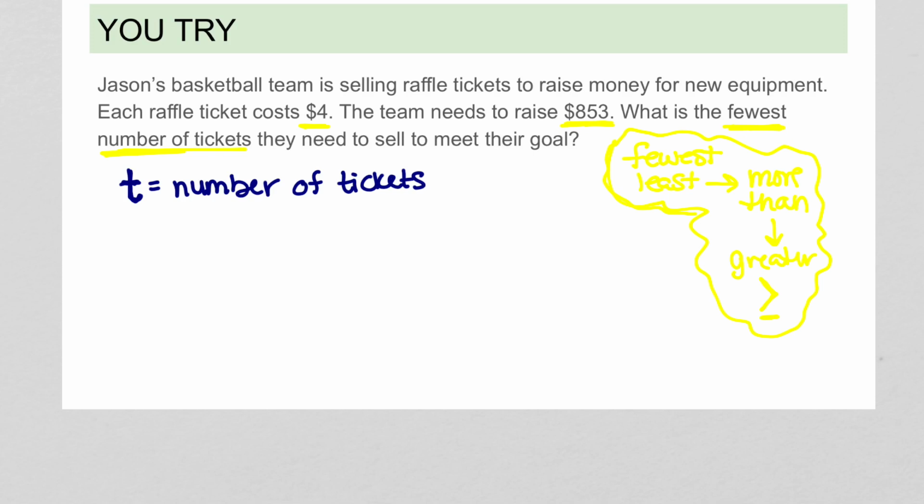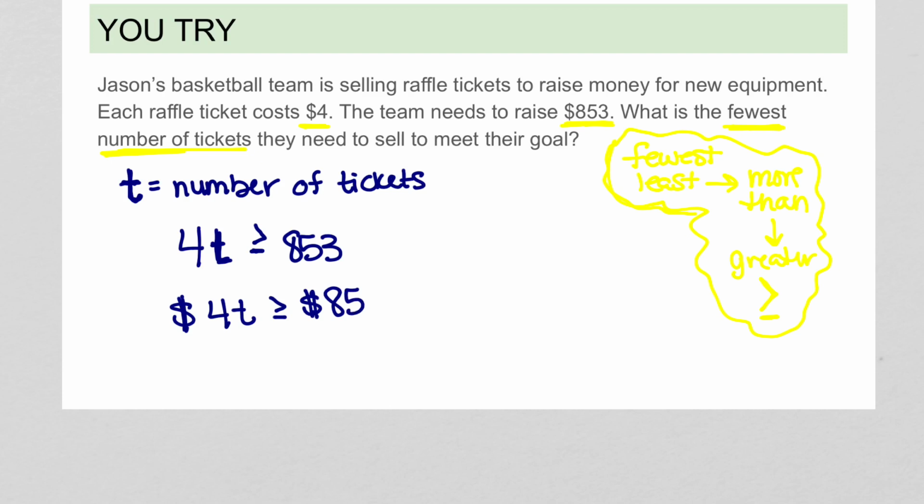So if we do that, we know that I don't want to write in that color. That's hard to see. 4 times, that's $4 for every ticket. And we want that to be at the very least, so we want it to be more than or equal to $853. So again, we can write those dollar signs if we want to. You don't have to for me.